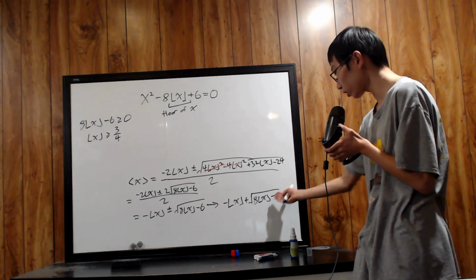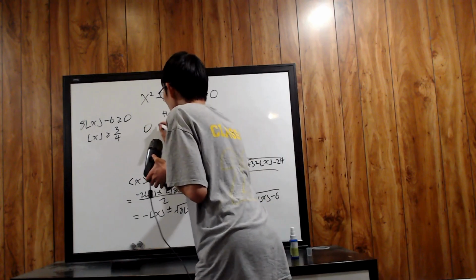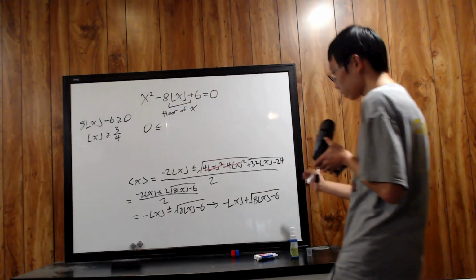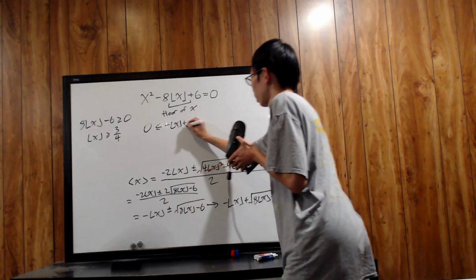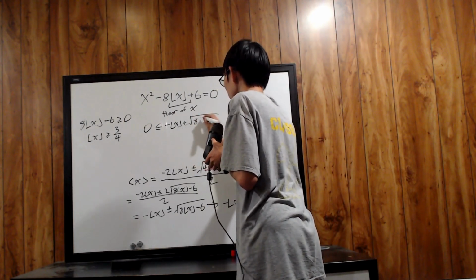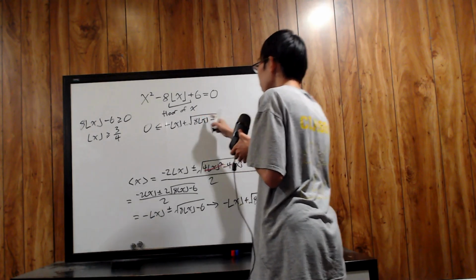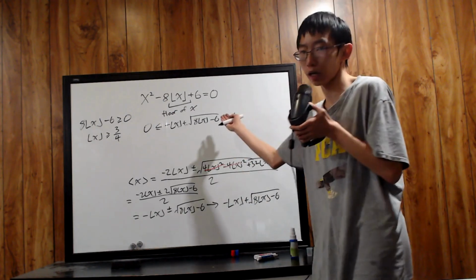So we can write this with an inequality. We have 0 is smaller or equal to this, right? So negative floor of x, and then plus the square root of 8 floor of x minus 6. And then this over here must also be strictly smaller than 1. And we have an inequality.